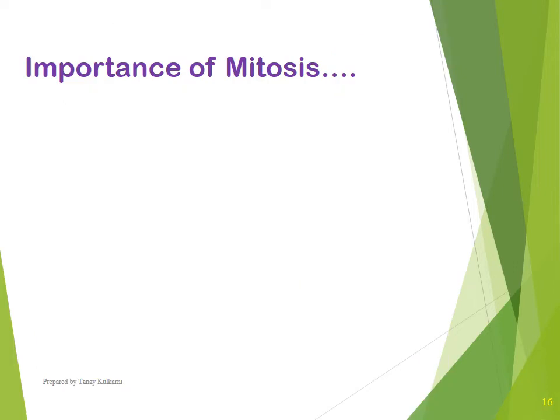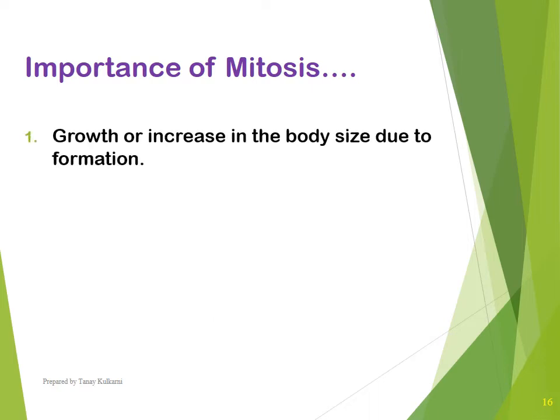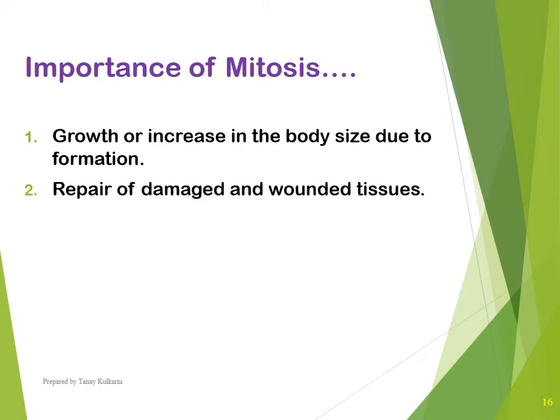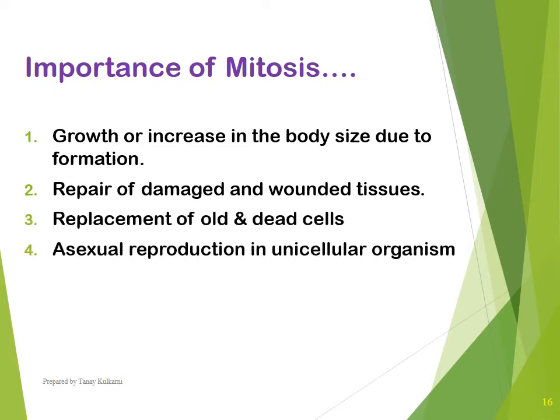Now, why is mitosis necessary, or simply, what is the significance of mitosis? We already have discussed this, correct? Mitosis is required for growth, or increase in body size, due to the formation of new cells, repair of damaged and wounded tissues, and replacement of old and dead cells. Asexual reproduction in unicellular organisms, for example amoeba or yeast cell, takes place with the help of mitosis, and this is also required to maintain the same number of chromosomes.